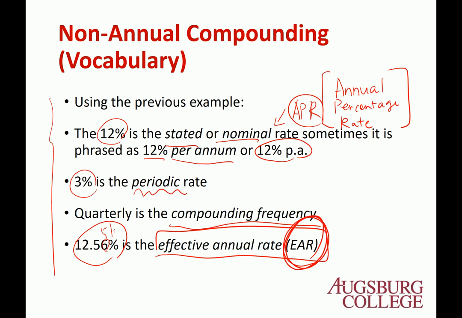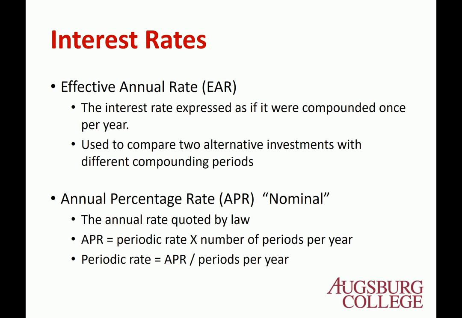It's called the EAR. So there is a certain relation between the EAR and APR. Now, the interest rate is expressed as if it were compounded once per year. So EAR is basically the interest rate you really receive. Therefore, even though your compounding frequency is different, you convert each APR to EAR and you can compare. So you use it to compare two alternative investments with different compounding frequency, compounding period. For APR, it's also called the nominal rate, stated rate.